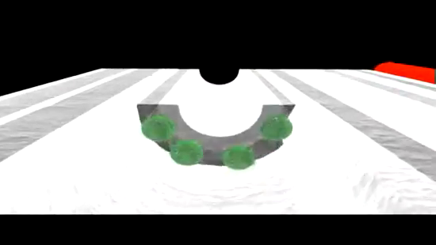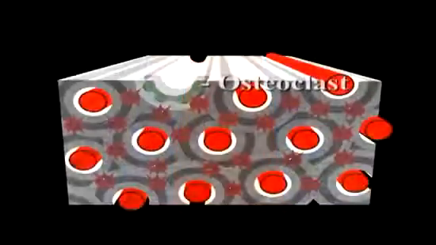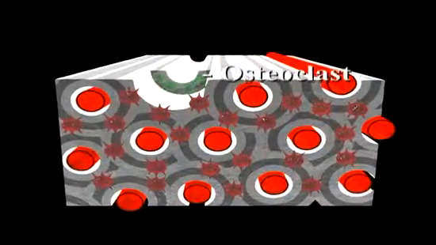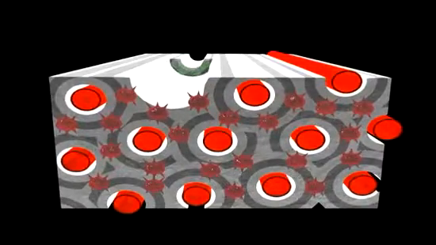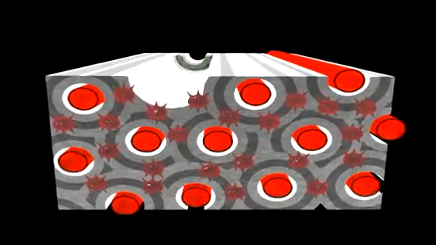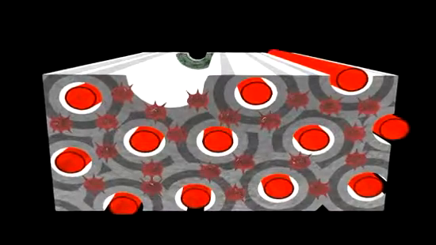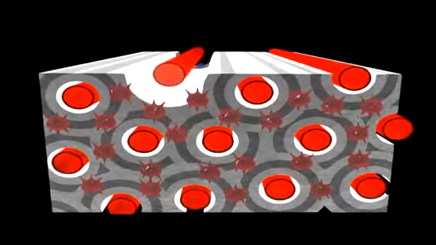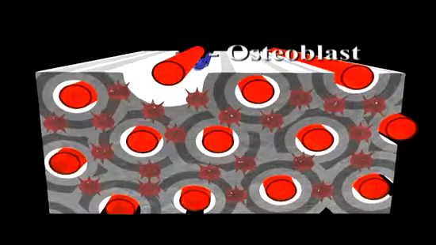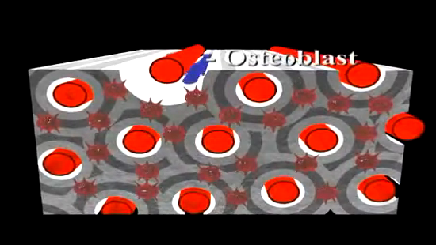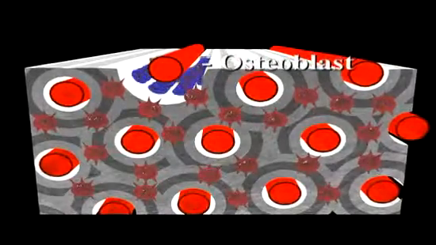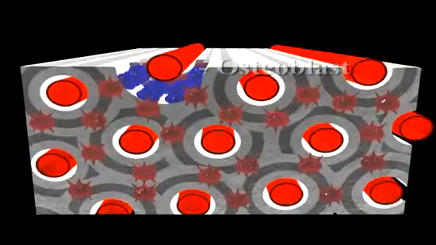Bone remodeling is the result of the coordinated activity of osteoclasts and osteoblasts. Osteoclasts secrete acids and enzymes that dissolve the hard bone matrix. Working in small groups, osteoclasts tunnel into the bone, creating channels that are invaded by capillaries and osteoblasts. The osteoblasts fill the channel with concentric deposits of new bone matrix, leaving only a small opening for the capillary.